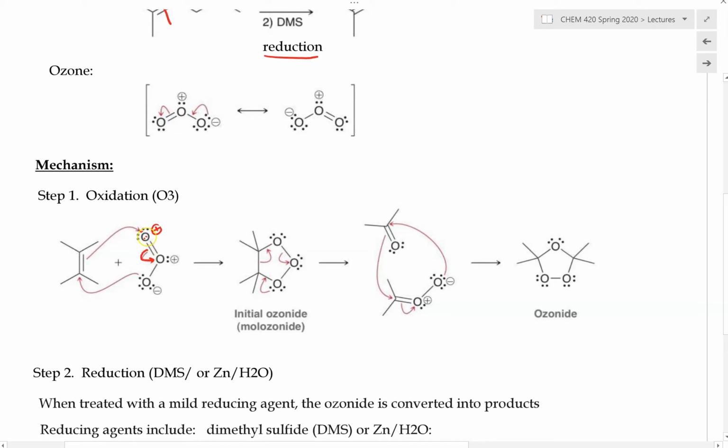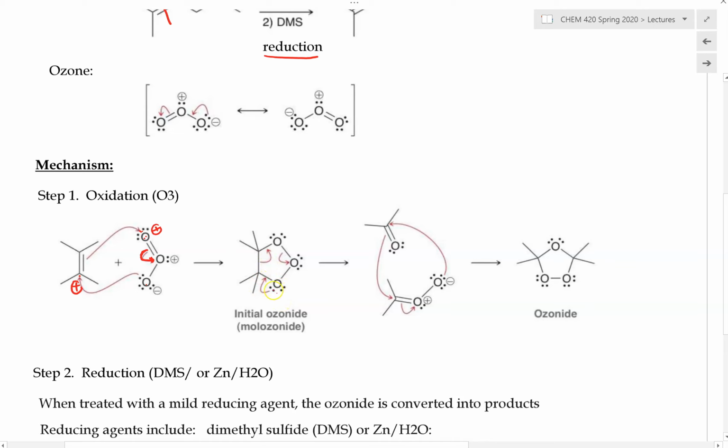Once it attacks, the electron is again given to this oxygen. Now one of the carbons here will become a carbocation once the alkene is attacking the other oxygen. And now the other oxygen over here is negative. Therefore, this is a good nucleophile, and it will come in to attack the other carbon. So in the end, we form this product, and this is something we call an ozonide. This ozonide is not stable, so what happens is that it will break apart. And this is how it is broken.